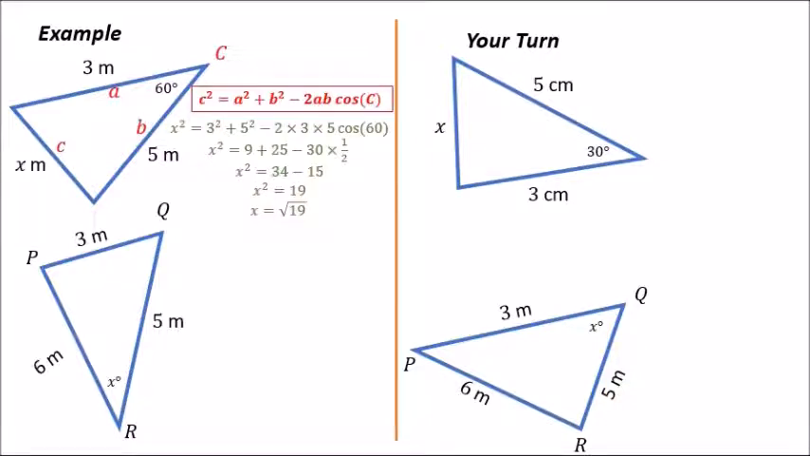Okay, so for this first example, first thing I did is I wrote out the cosine rule because it's useful to note that we are interested in three sides and an angle. When that is the case, we can use the cosine rule to find the missing side opposite the angle or to find the missing angle. Okay, so in this case, we are finding a missing side.